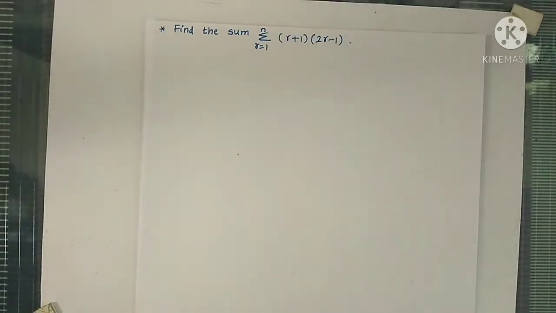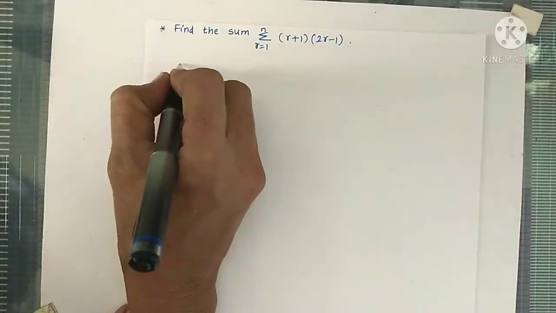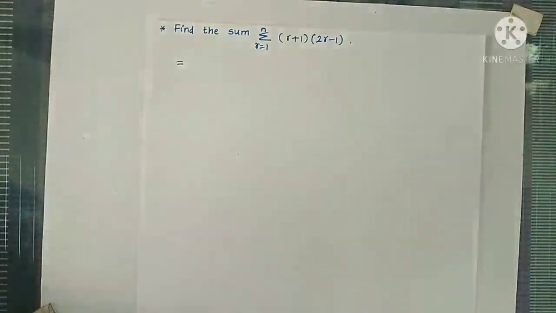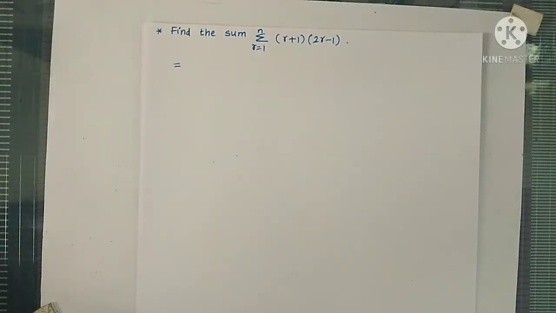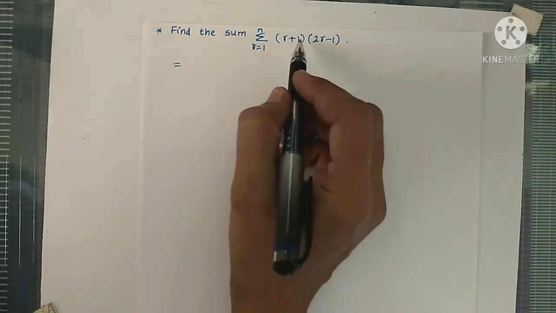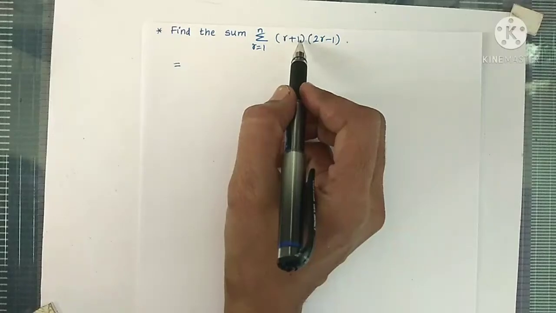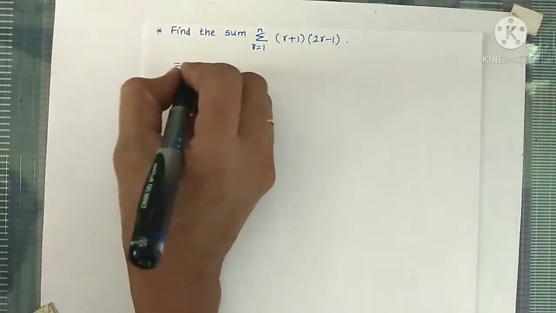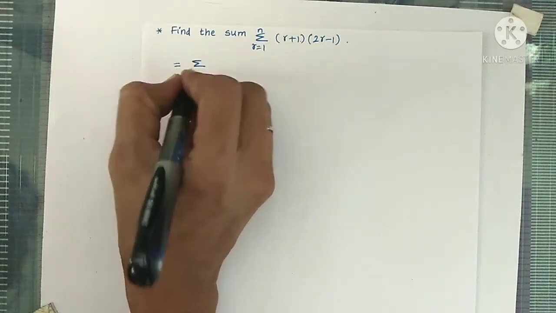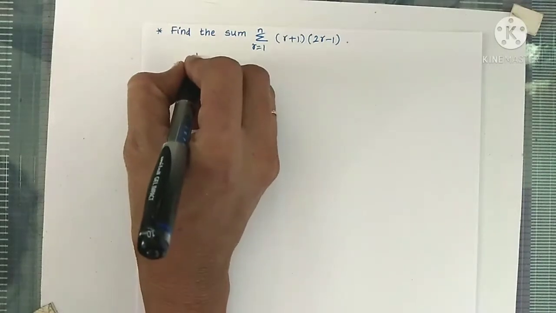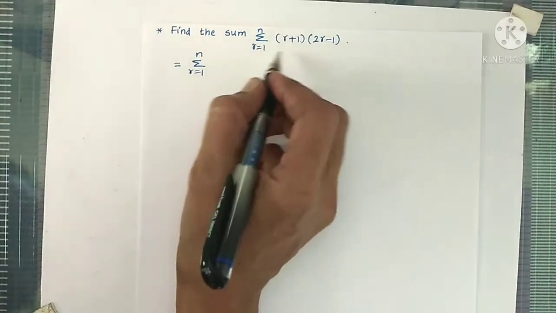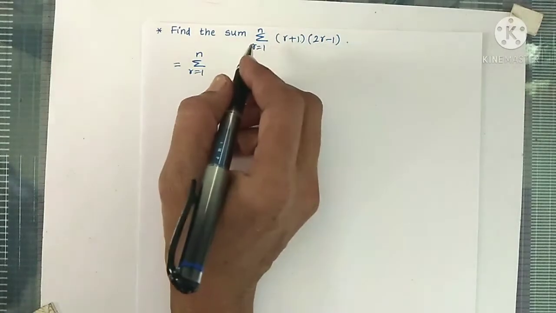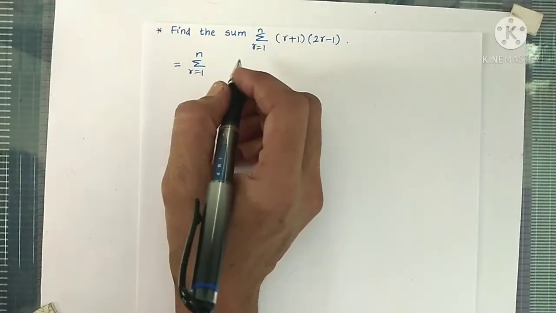Find the sum, summation r equal to 1 to n, (2r plus 1)(r minus 1). So we are using the properties of sigma notation and the results. Here, first of all, the rth term or the general term is a product of two brackets. So first of all, let's multiply these two brackets, as we don't have a property of sigma notation for product. It is only for sum or difference.